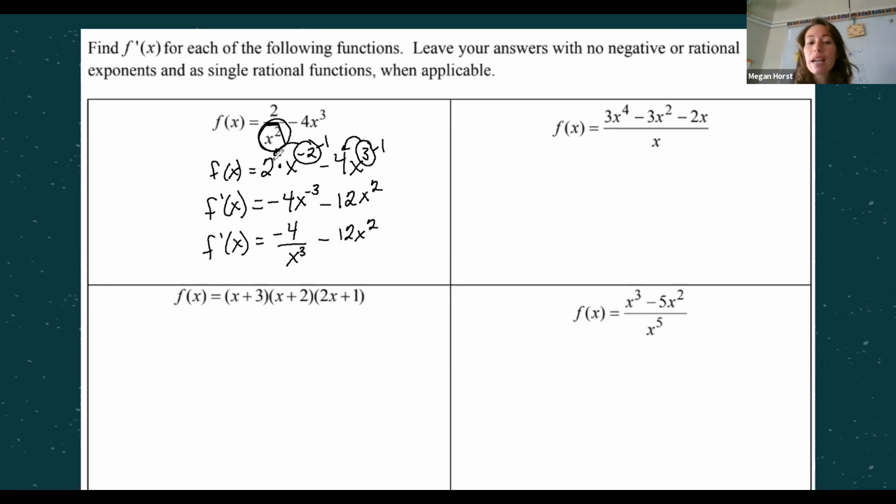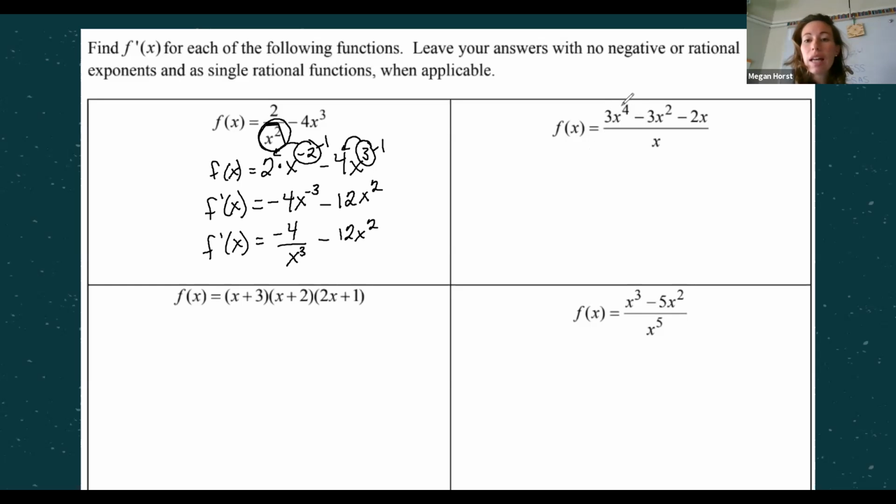All right, for this next one, notice I don't have addition and subtraction. In this case, I have division. And what I told you is that we can absolutely not take the derivative of the numerator, take the derivative of the denominator, and then just divide those two derivatives. That's not an option. But what we can do here, since we don't have a quotient rule, is rewrite this in a more manageable way.